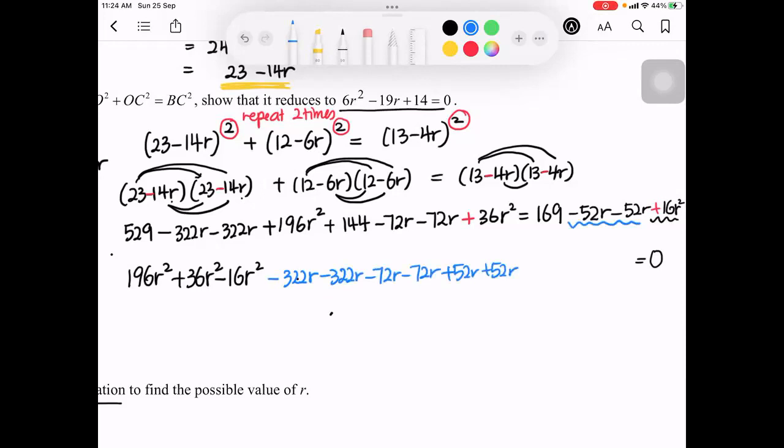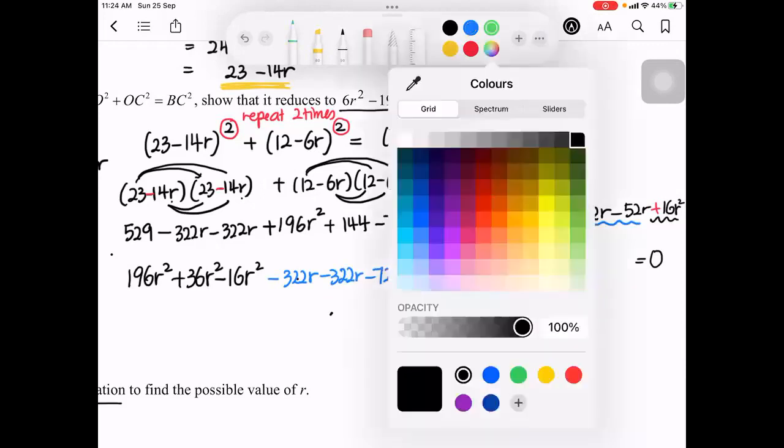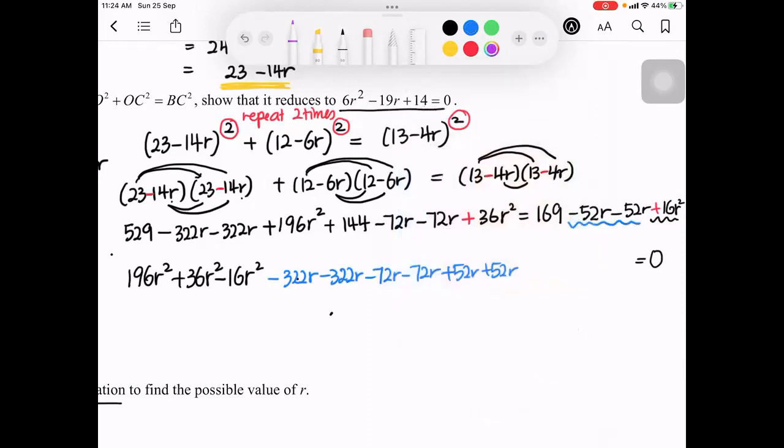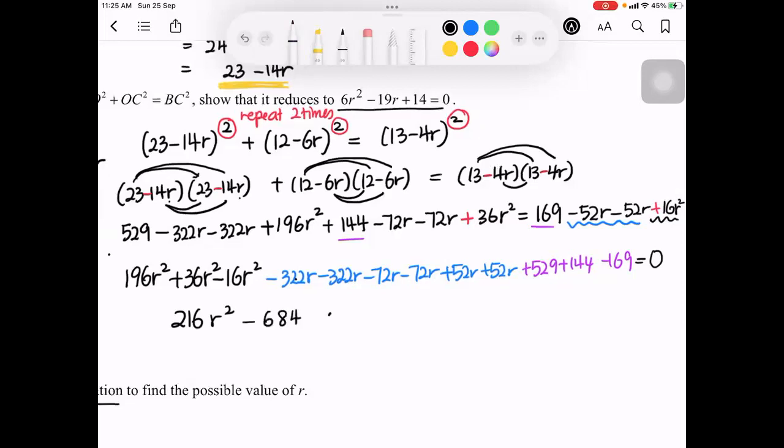Last but not least, the numbers with no color really: 529, 144, minus 169. Okay, then let's calculate this. 196 plus 36 minus 16 gives 216R squared. Negative 322 minus 72 plus 52 gives negative 684R. Then 529 plus 144 minus 169.